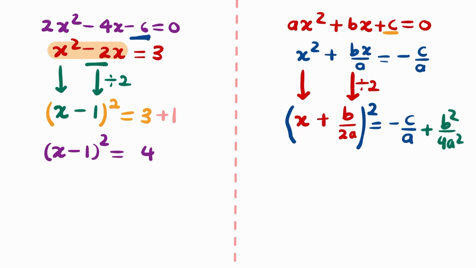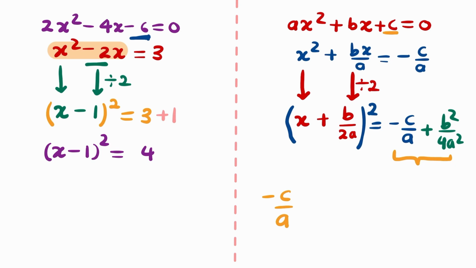Now we can simplify this equation further. How can we do that? By adding up the terms on the right hand side of the equation. Here it is minus c over a plus b squared over 4a squared. How can we add them together? First of all, we have to get a common denominator. What is the common denominator here? It is 4a squared. So here we should convert the denominator of minus c over a into 4a squared.